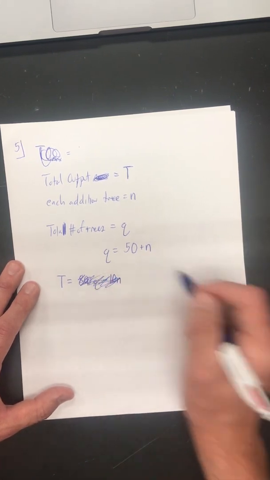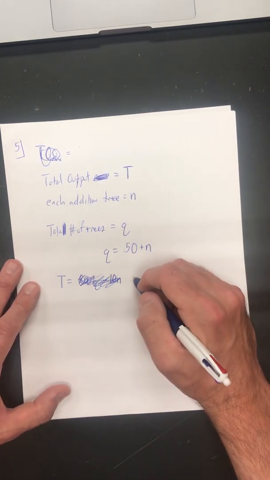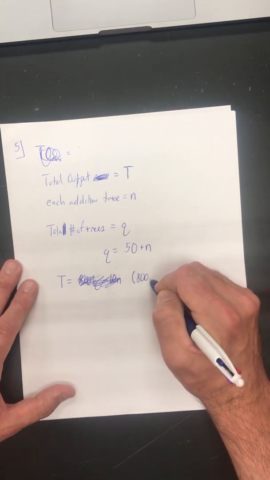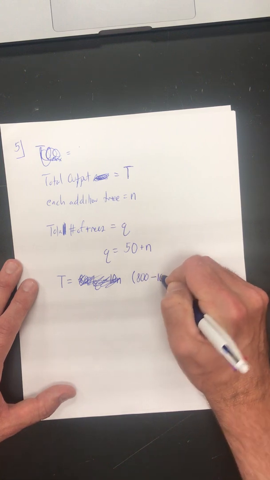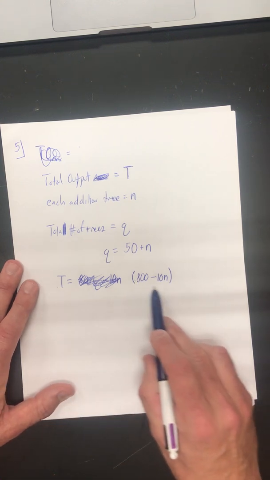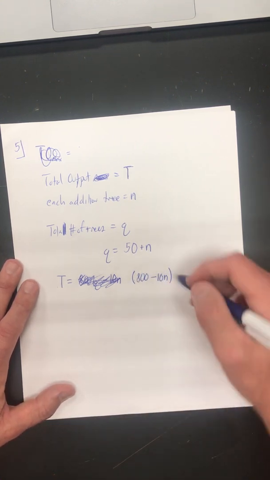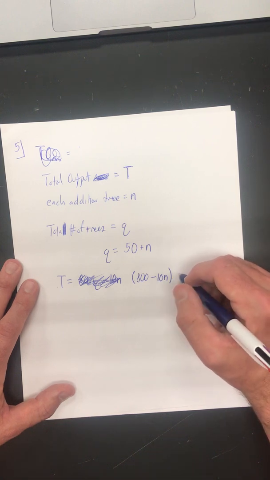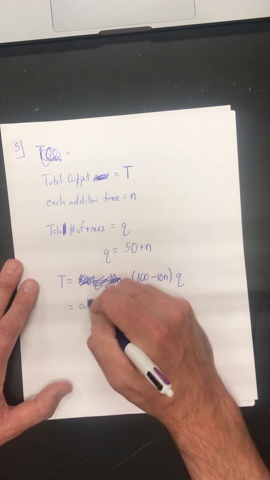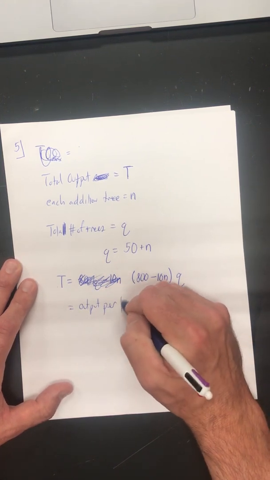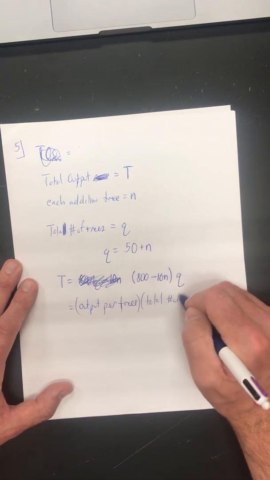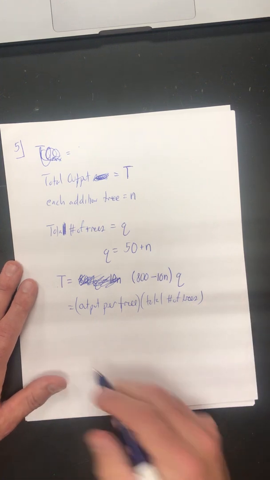Right? Oh no, that's not right. So what we want to do actually is we know that the output of a tree, an individual tree, is 800 minus 10 times each number of trees. And so the total output, T, is the output per tree times the total number of trees, Q. Right? So I'm actually going to write that. So the output per tree times total number of trees. Okay, cool. So I've got that.